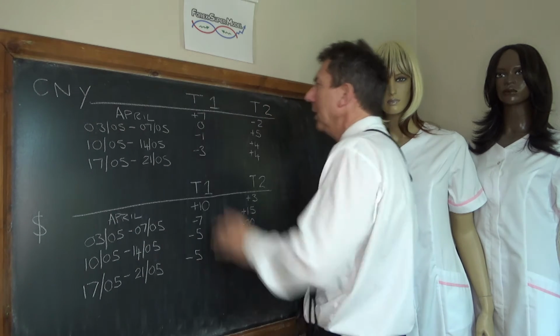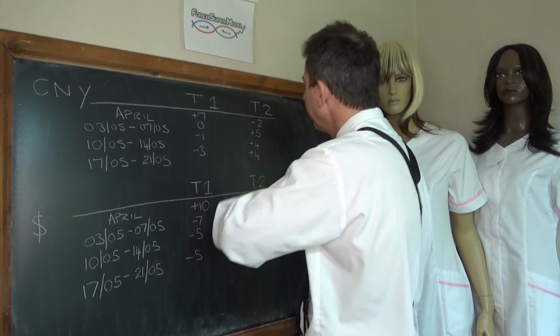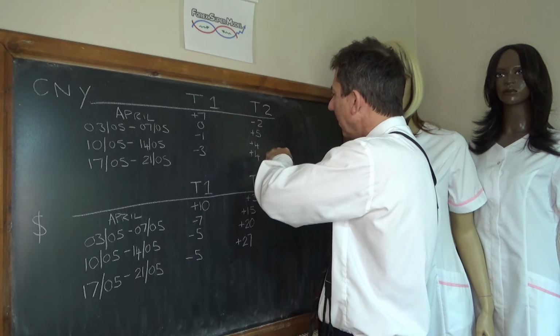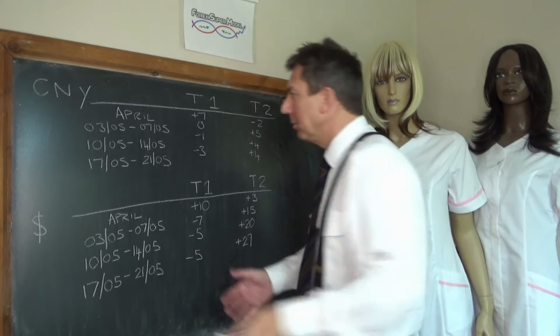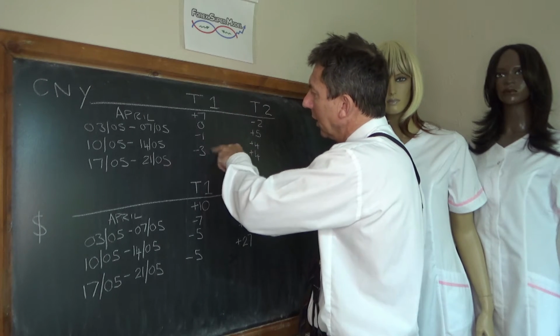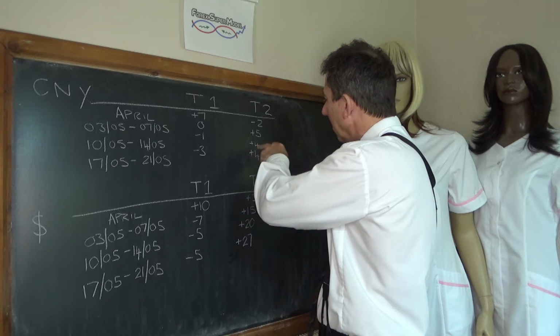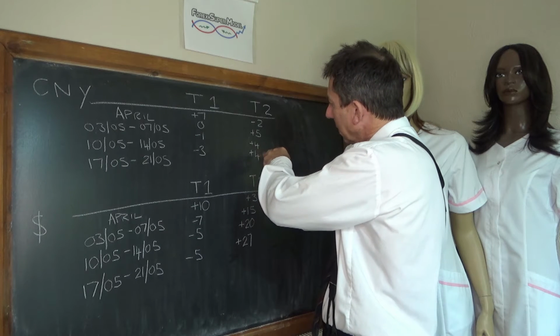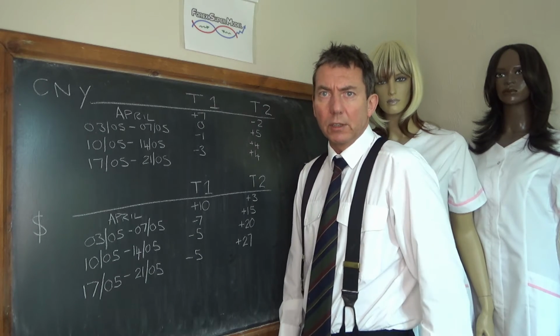So China, T1 plus 7, 0, minus 1, minus 3. T2 minus 2, plus 5, plus 4, plus 4. We'll analyse this at the end, but basically you can see that you've got a bit of a weak tier 1 on China and a plus 4 steady on the tier 2. So nothing to write home about on the China data cycle, right?